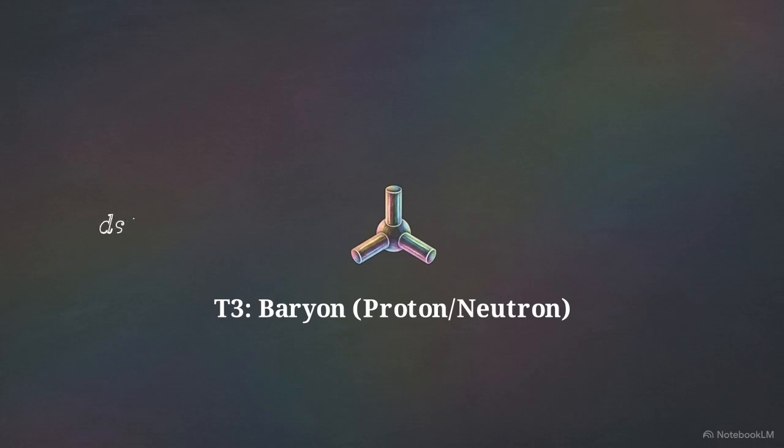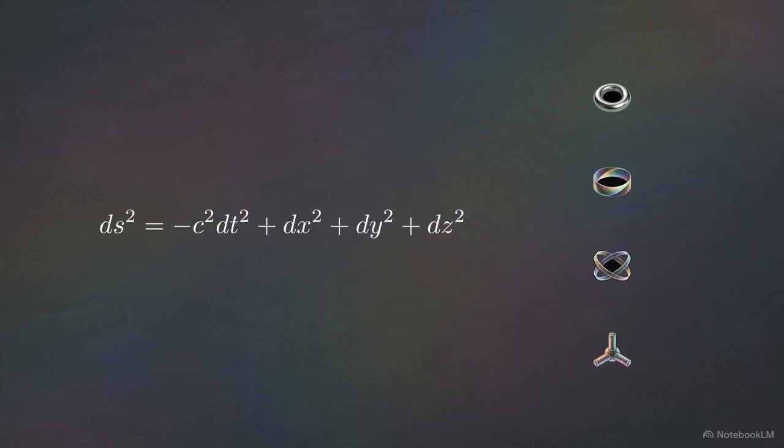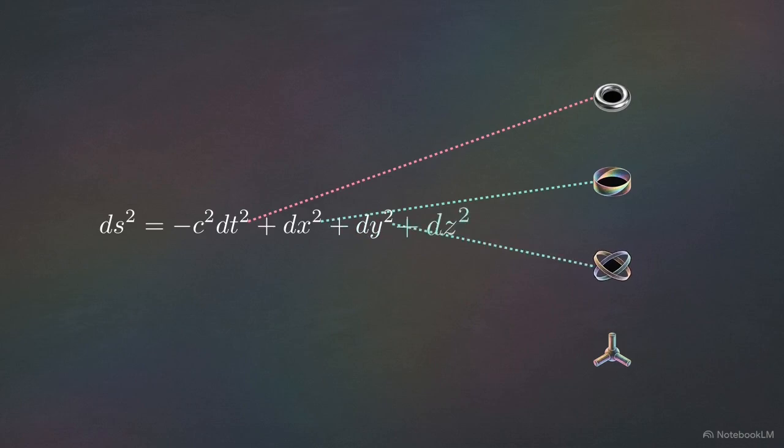The geometry exhausts its spatial options at the third deflection, folding the oval paths into a triangular Y-junction. This T3 structure forms the three-dimensional geometry of protons and neutrons. This toroid hierarchy maps perfectly back to the Minkowski metric. The negative c² tension is the T0 substrate. The three positive spatial dimensions are the successive T1, T2, and T3 deflections opening one by one.